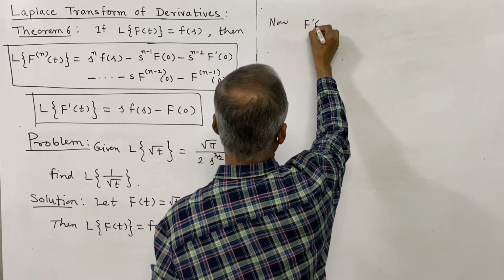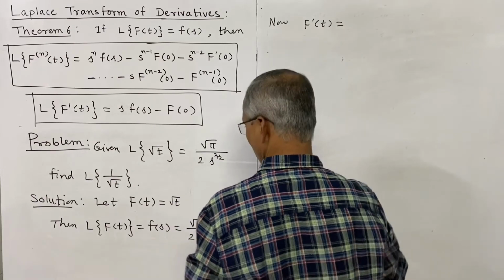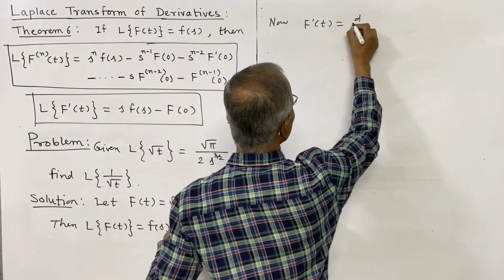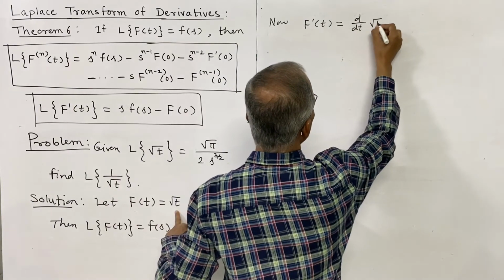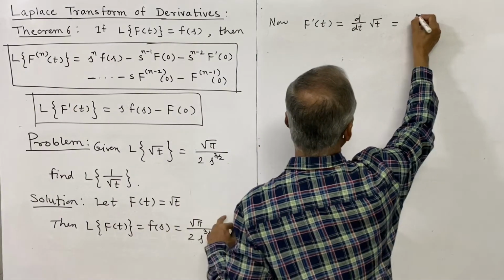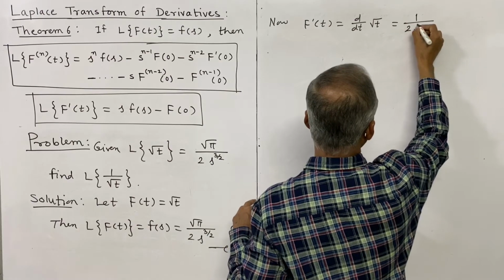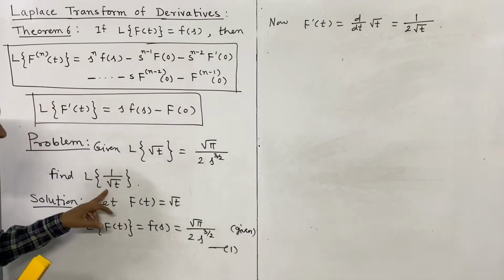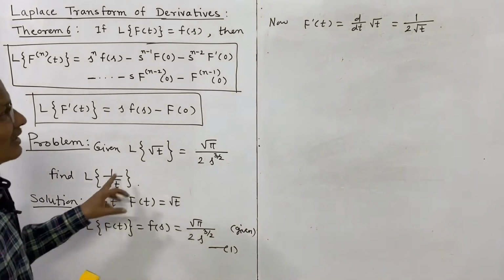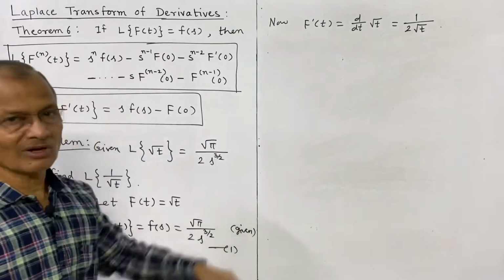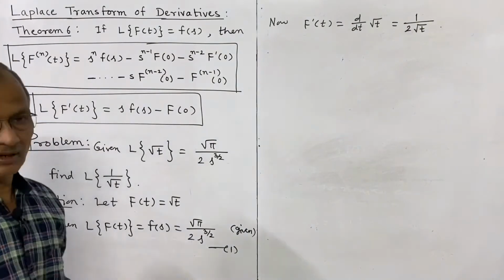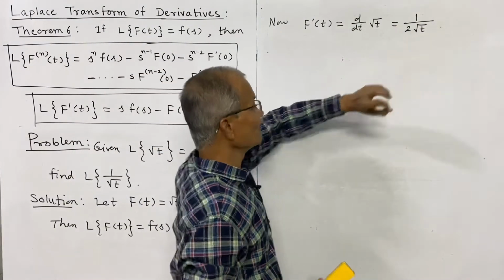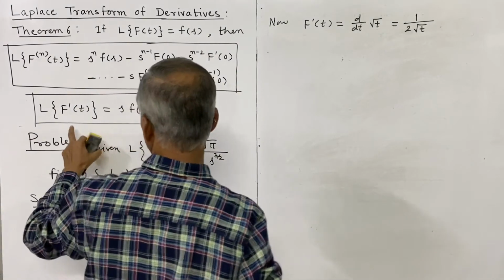Now f dash of t is equal to the derivative of root t, d by dt of root t. And we know the derivative of root t is 1 over 2 root t. So that means 1 by root t is the function in f dash of t. Half is a constant, it can be written outside the Laplace transform, but the form is 1 by root t. And now we use this result.